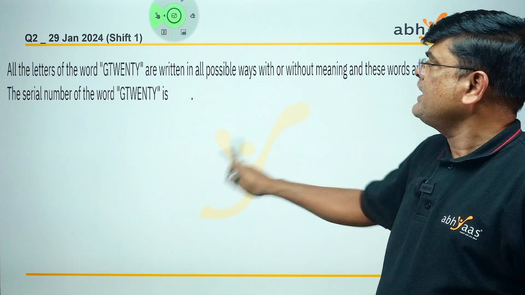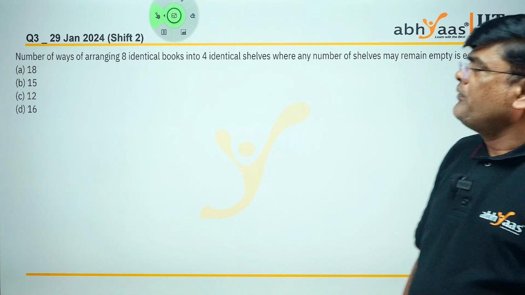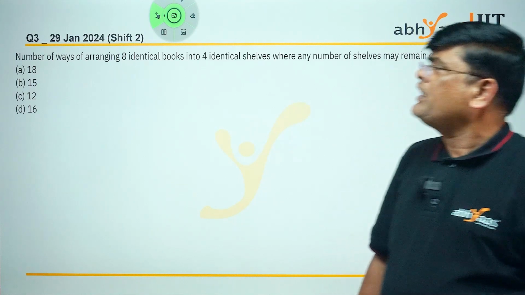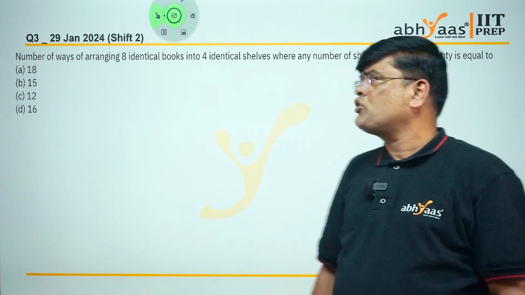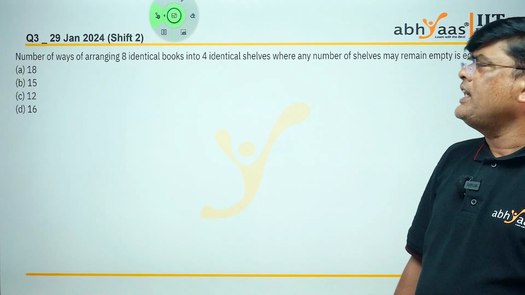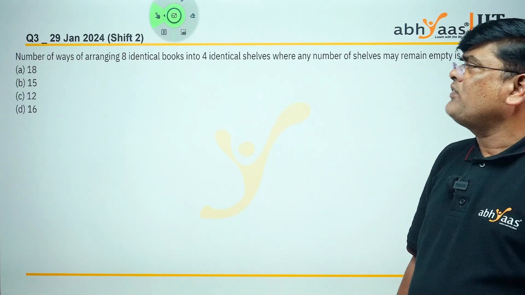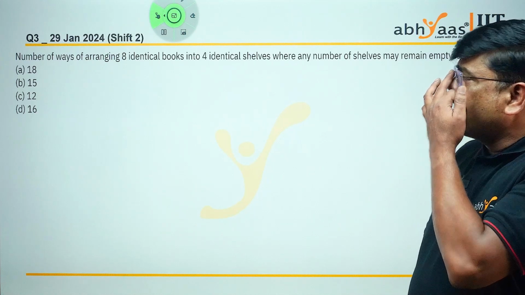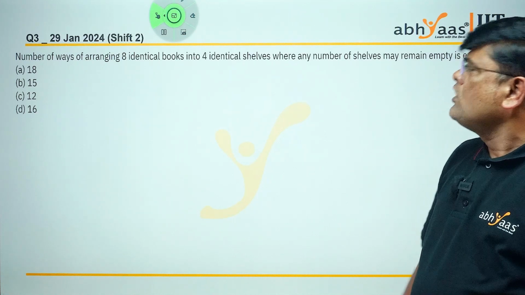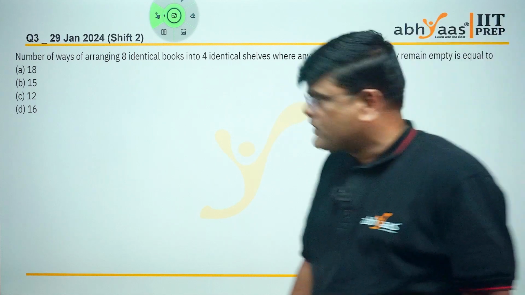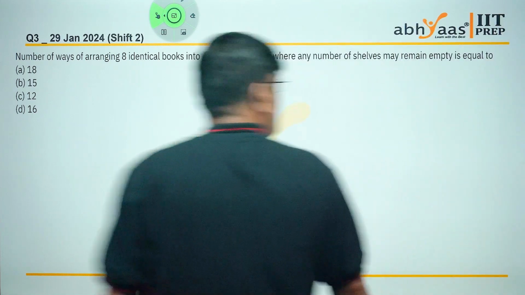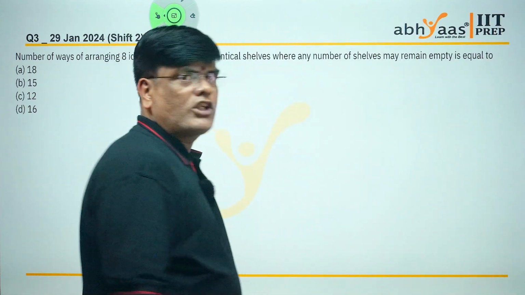Next, now we'll see the next question. Now see this question. We got this in 29 January 2024, shift 2. Okay, the question is: the number of ways of arranging 8 identical books into 4 identical shelves, where any number of shelves may remain empty, is equal to.